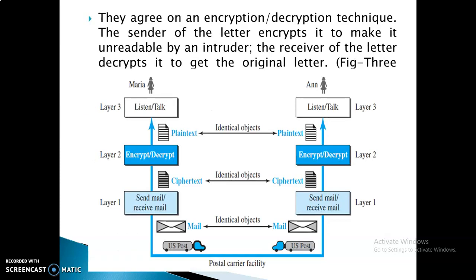Here we can deal with three layers. At layer 3 are Maria and Anne, whether they listen or talk; they post a letter, which goes through encryption, and on the receiver side it goes through decryption. What is meant by encryption? When sending, the plain text or original message is converted into ciphertext. The message converted into another format is called encryption. The message converted back to the original format or plain text is called decryption.